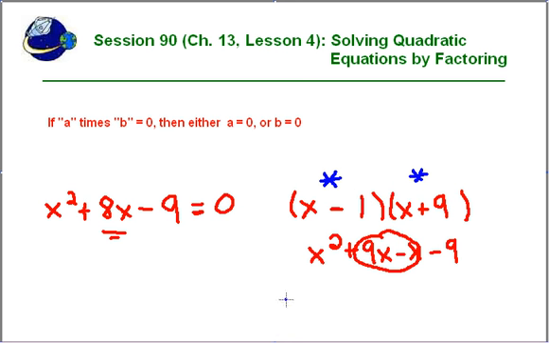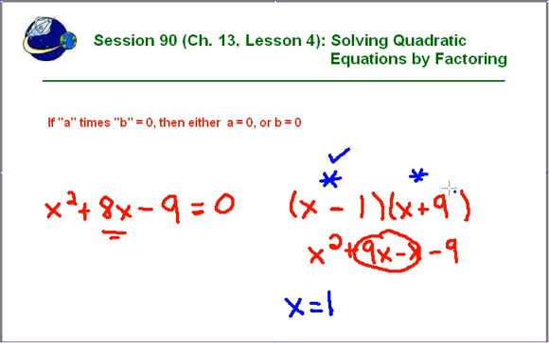Well, when x is 1, that first term will be 0. Why? Because 1 minus 1 is 0. Then if you were to stick that same 1 in the second one, 1 plus 9 is 10. 0 times 10 is 0. So we know that one of the solutions to this problem is when x equals 1. That takes care of that one.